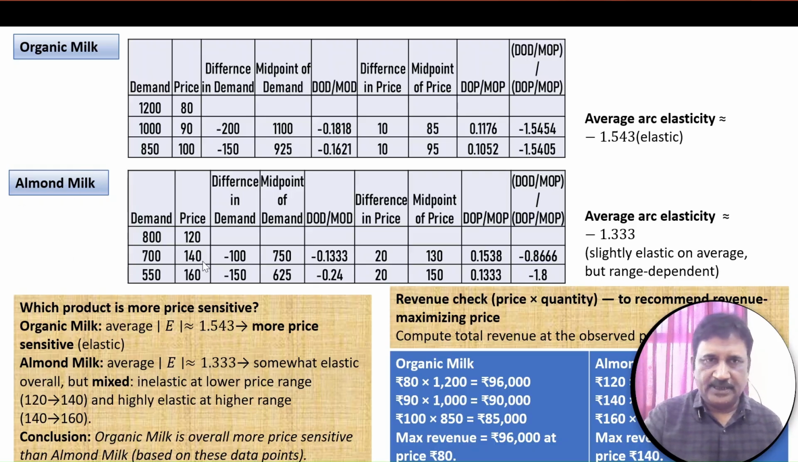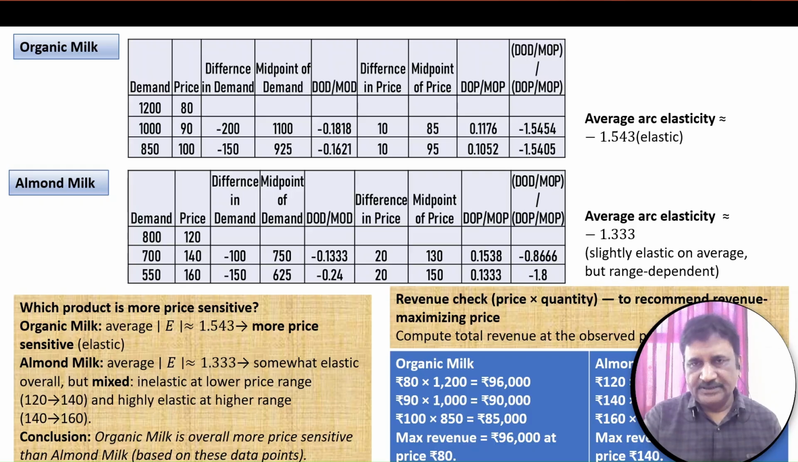So the difference in the price, second minus first, comes out to be 140 minus 120, that is 20. Then third and second again comes out to be 20. Midpoint of the price, first and second, by taking the average, comes out to be 130. And second and third comes out to be 150. Then the ratio of difference in price divided by midpoint of price comes out to be 0.1538 for the first range, and for the second range, between the second and third data point, it comes out to be 0.1333.